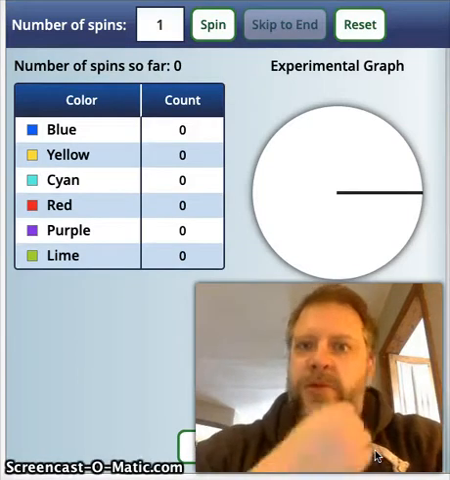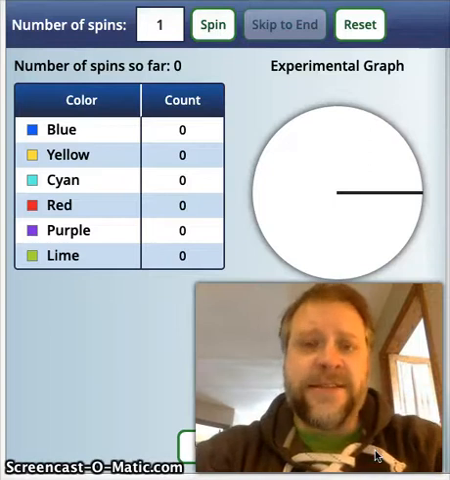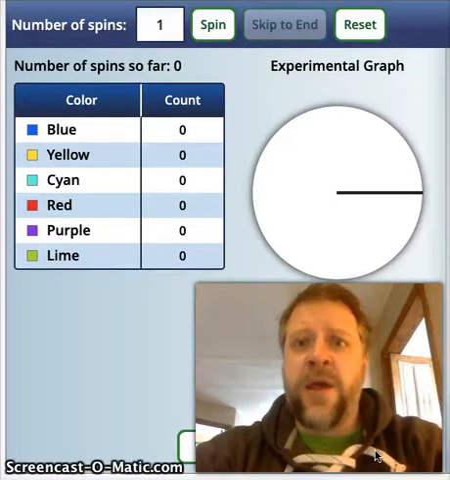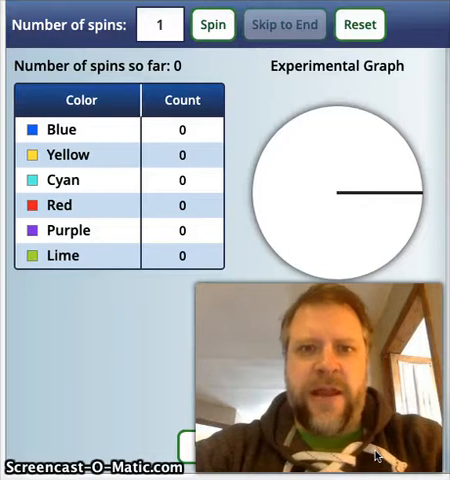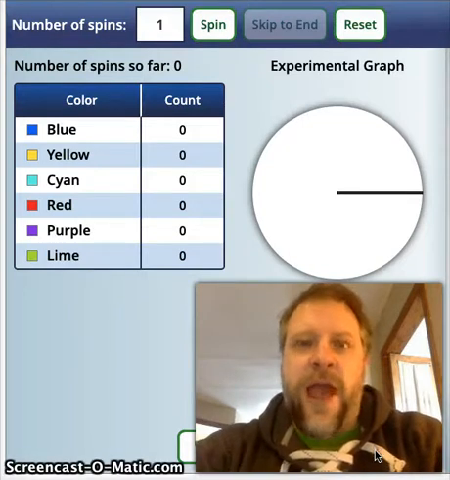Experimental probability is where we just do something. We do it over and over and over. You did this yesterday when you looked at the spinner activity that I gave you. I have another spinner activity for you today. But before we do that, I'd like to show you what I'm looking at.